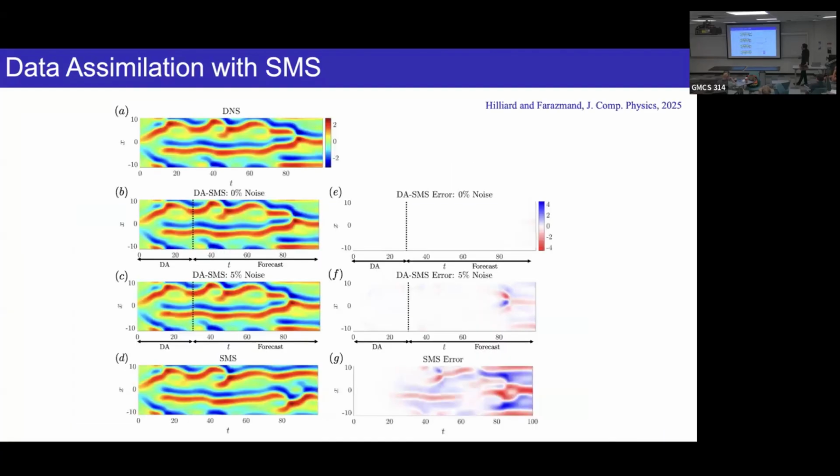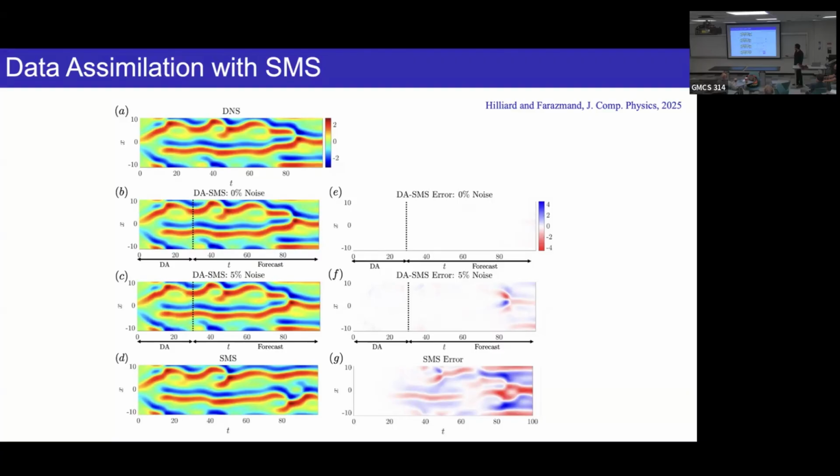Here is the example again with Kuramoto-Sivashinsky. The top row is the ground truth. Look at the bottom row. This is the solution with no data simulation. This is the solution itself, and this is the error. And you see that because this is a chaotic system, even the slightest errors in the initial conditions grow over time, and your errors get pretty large after about 20 time units.